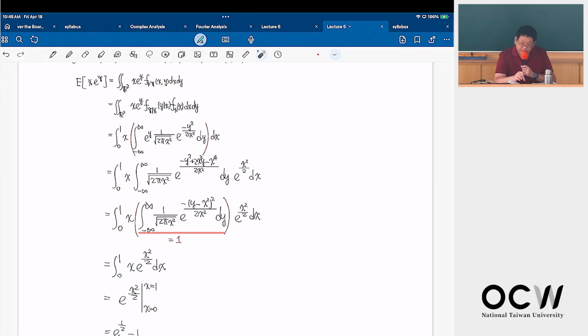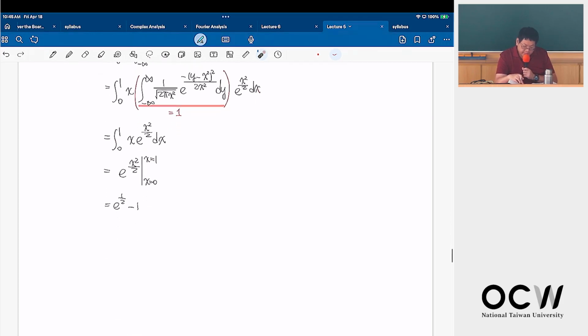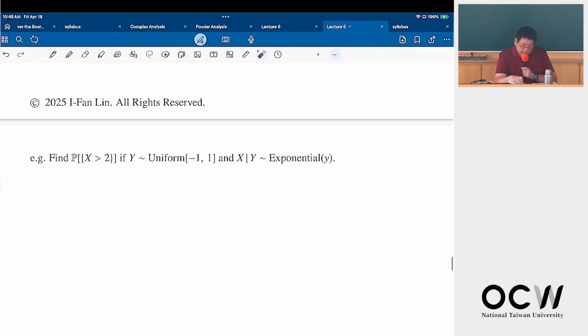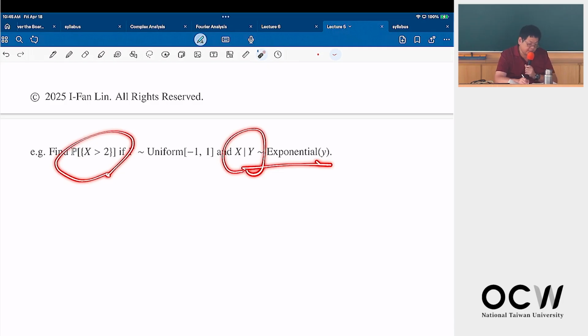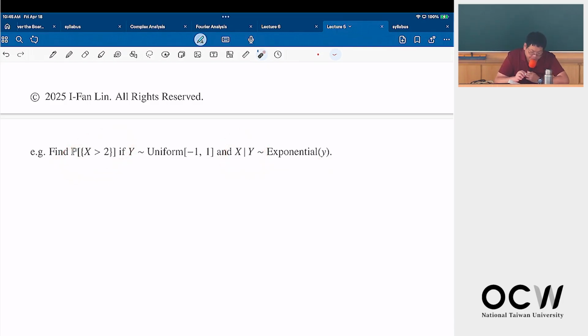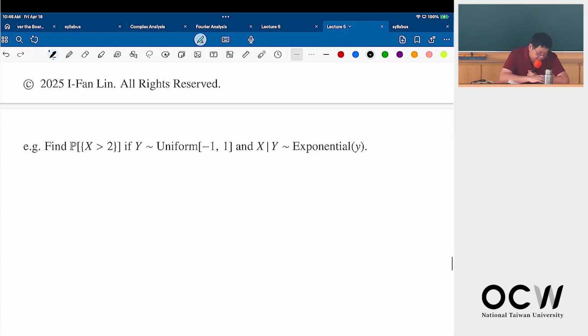So for the probability, x is greater than 2. And then I don't give you the PDF of x. Instead, I give you a PDF of y and also x given y. Then how do you find the probability of x greater than 2? No matter what conditions you have, first, by the definition, how do you find the probability of x greater than 2?